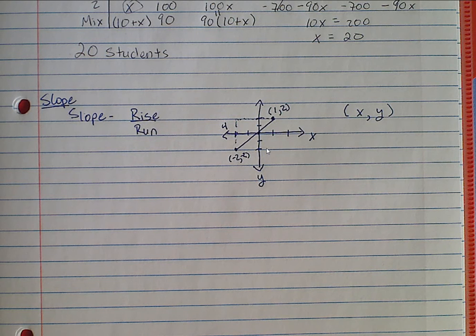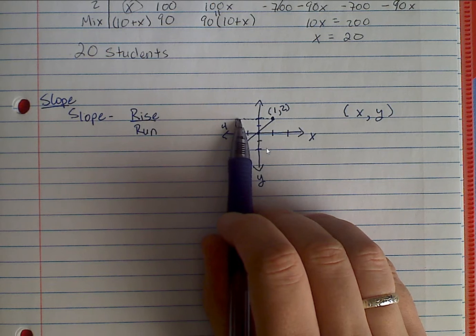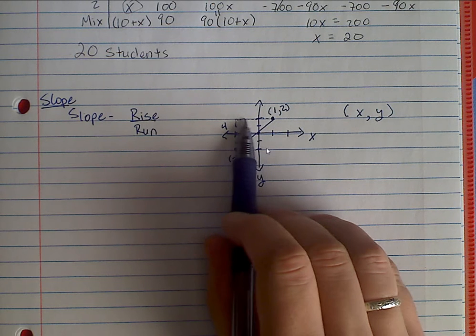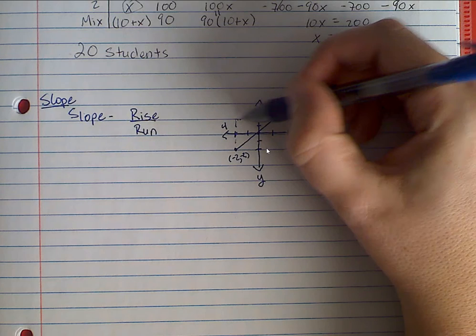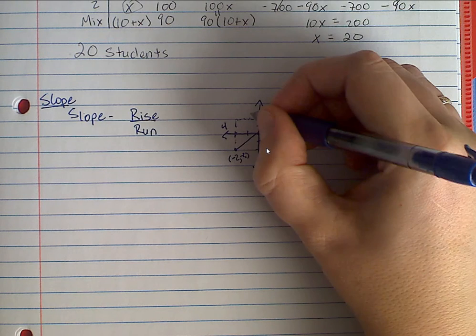Okay. And then for my run here, I'm going to count however long this side is. So I'm going to go 1, 2, 3. So the run would be how much? 3.